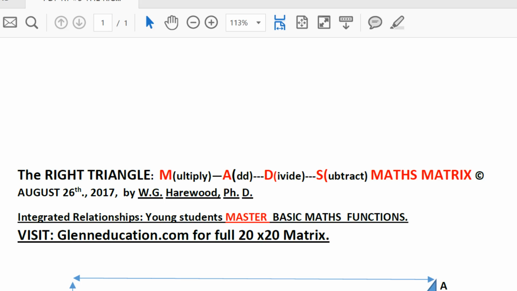Copyrighted August the 26th, 2017 by W. Glenn Harewood, PhD. The integrated relationships between the four math functions: multiplying, adding, dividing, and subtracting for teachers as well as for students.